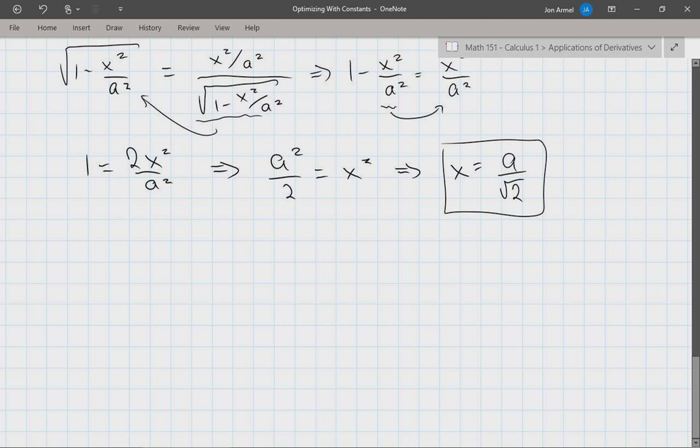Now, how do we do this? How do we optimize a function? Well, let me write A of x again. So what was A of x? It was 4b times x times the square root of 1 minus x squared over a squared.